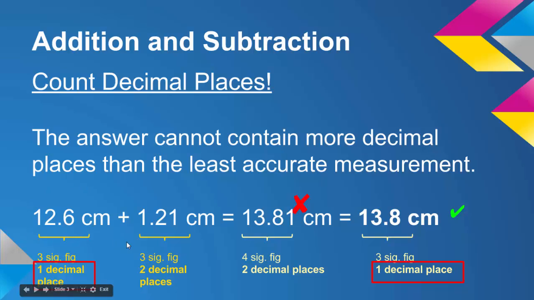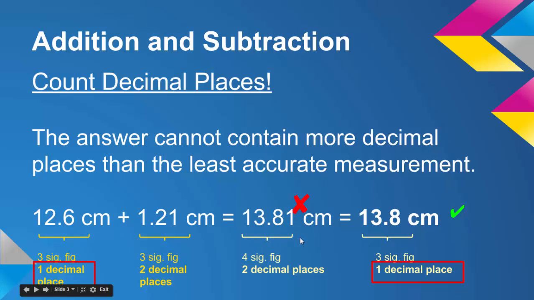If I add that to another number, 1.21 centimeters, which also has three significant figures, but this time it has two decimal places. It goes all the way to the hundredths place, right, Mrs. Cooper? Yeah, so it's different. We see that the first one has just one decimal place, the tenths, and this one has two decimal places. So when I add this in math class, I would get 13.81.